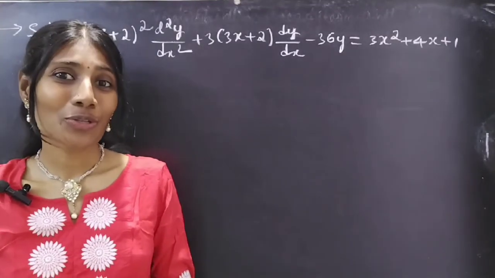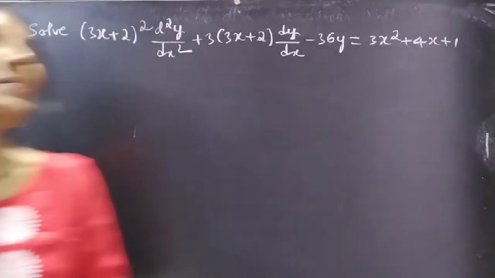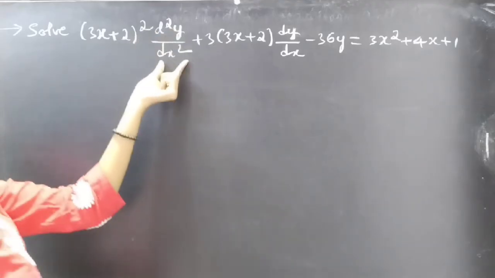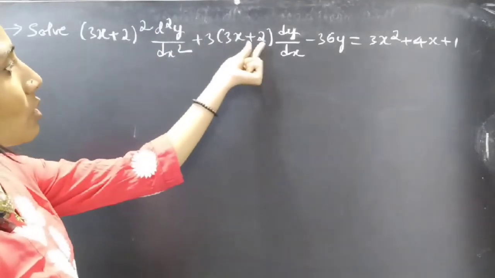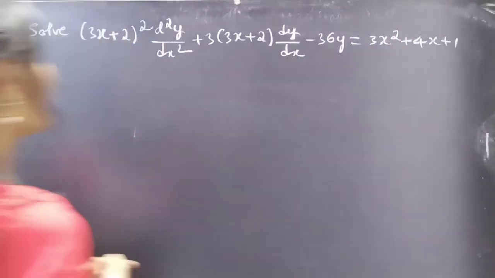In this video, we're going to solve the given Legendre's differential equation. So let's get going. Problem: solve (3x+2)² d²y/dx² + 3(3x+2) dy/dx − 36y = 3x² + 4x + 1.